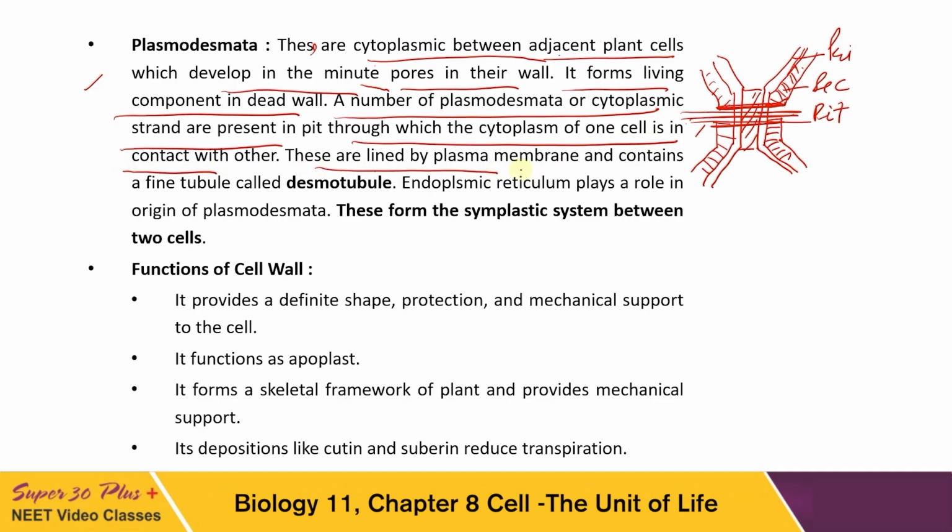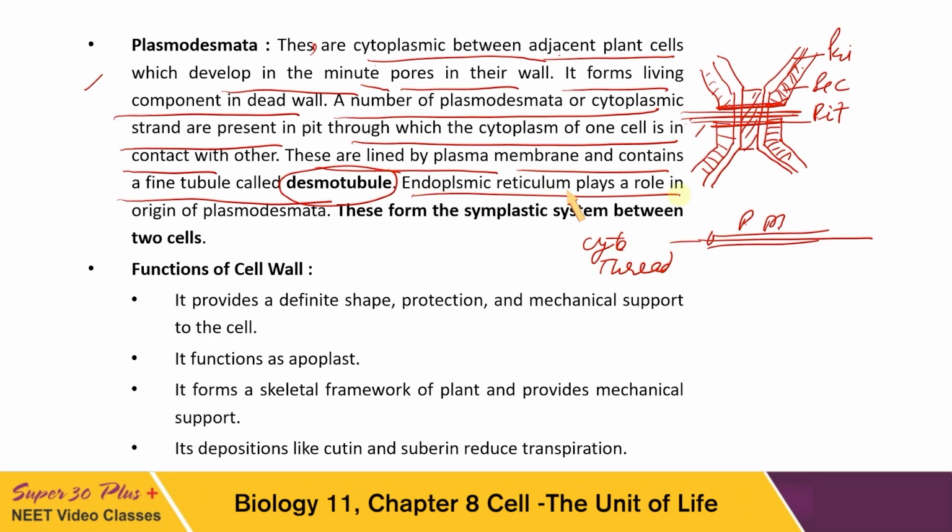These are lined by plasma membrane which contains a fine tubular structure. This cytoplasmic thread is lined by a fine plasma membrane, and then this thread-like structure is known as the desmotubule. A tube-like structure is formed. This is the plasma membrane, and this one is the cytoplasmic thread. Is it right? The endoplasmic reticulum plays an important role, which you have to study in the origin of plasmodesmata. The cell wall is non-living, that is apoplast, while the plasmodesmata, because they are living, make the symplast. Symplast means the living connection between the two cells.